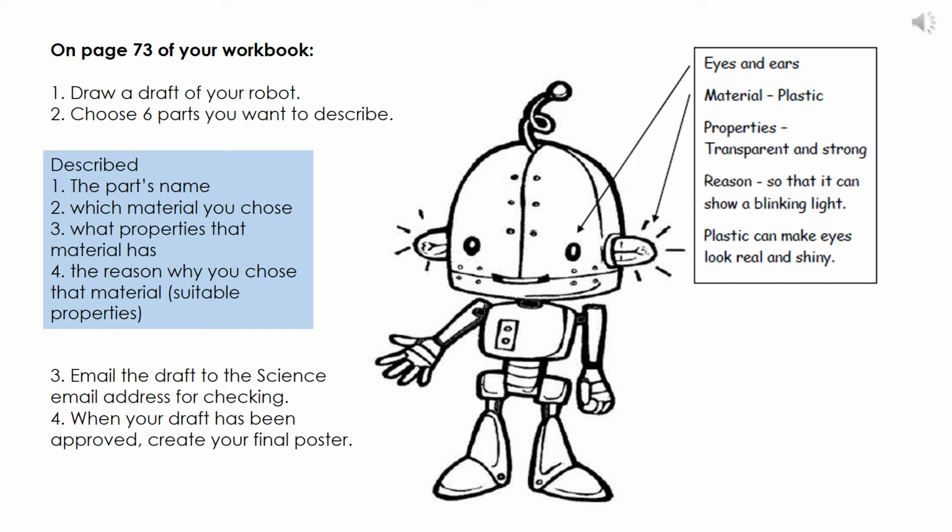What I want you to do next, number 3, is email the draft to the science email address for me to do a check and give you some feedback. Number 4, when your draft has been approved, then you can create your final poster.